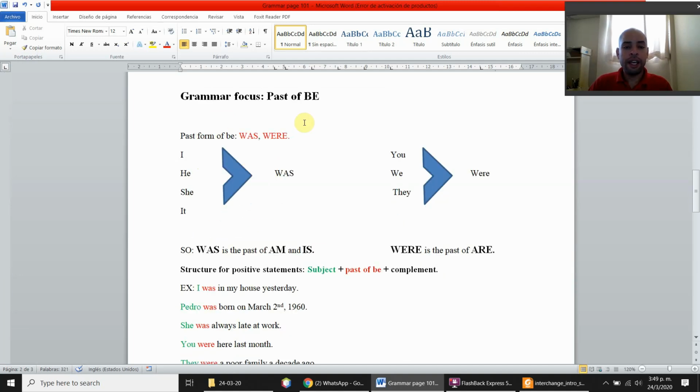But in the past tense, there's only two versions of the verb be: was and were. The past form of the verb be is was and were, and these are its uses. With I, he, she, and it, we use was. With you, we, and they, we use were. So, was is the past of am and is, and were is the past of are.